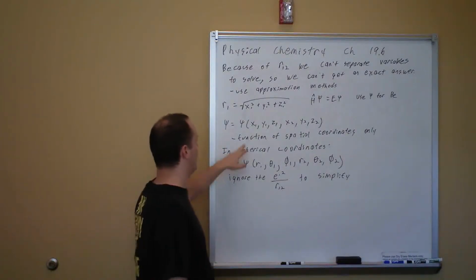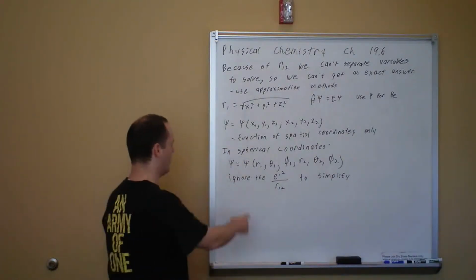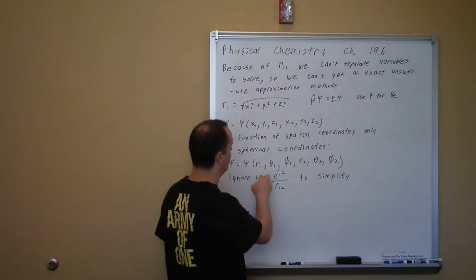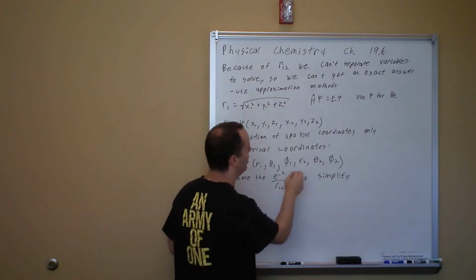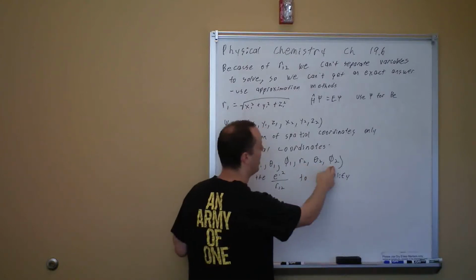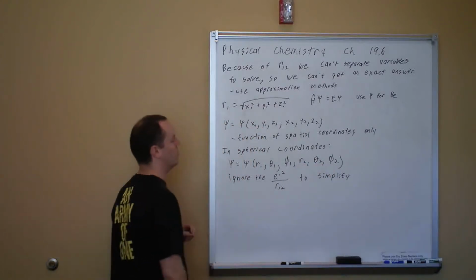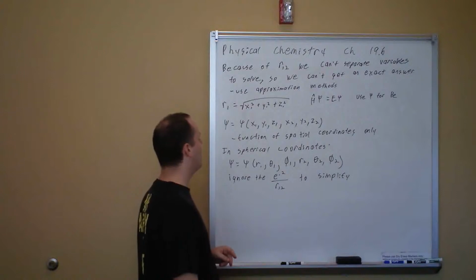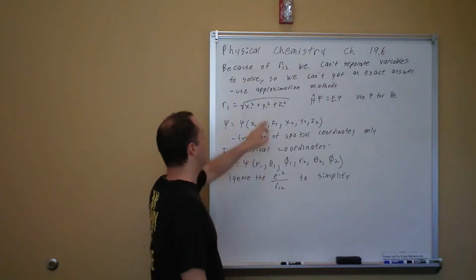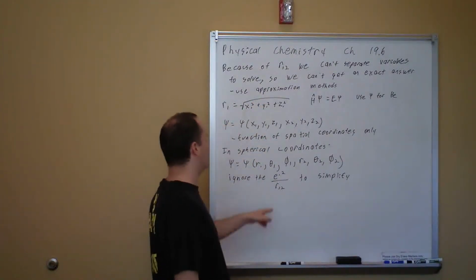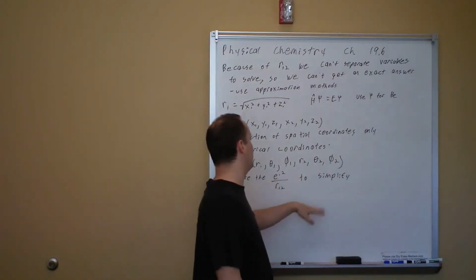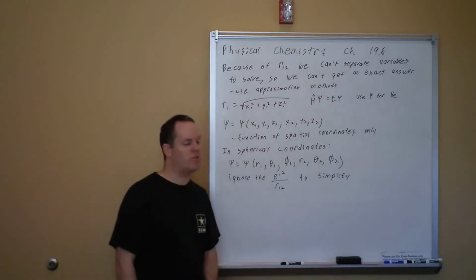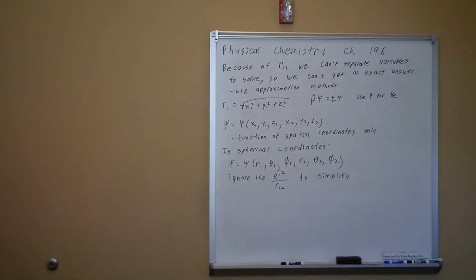Now, this is in Cartesian coordinates, obviously. In spherical coordinates, you could write the same thing. You have r1, theta 1, and phi 1 for electron 1, and then r2, theta 2, phi 2 for electron 2. Now what we're going to do, as an approximation, is just cheat. We're going to ignore that last term. We're going to take that e prime squared over r12 and get rid of it to simplify. On the next slide, I'll show you what happens when you do that.